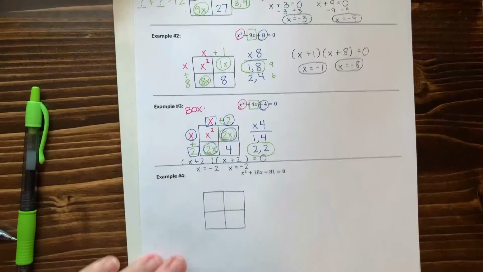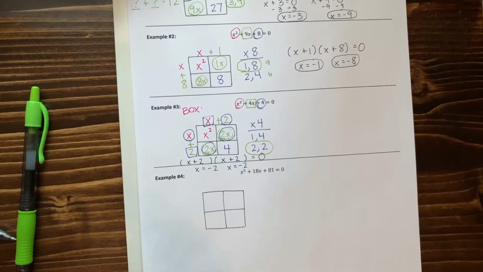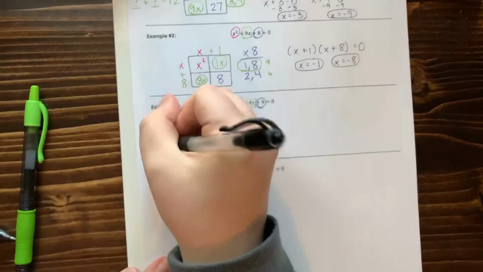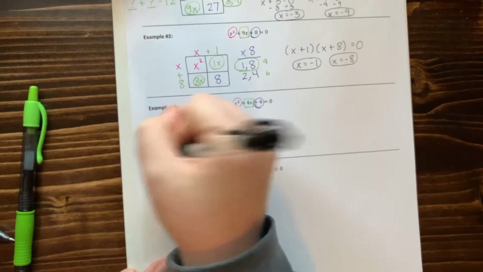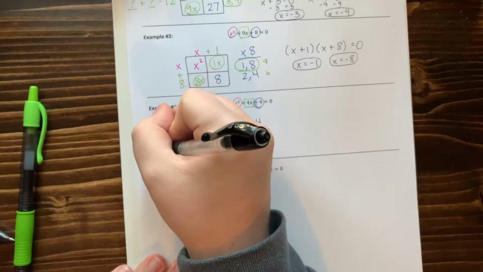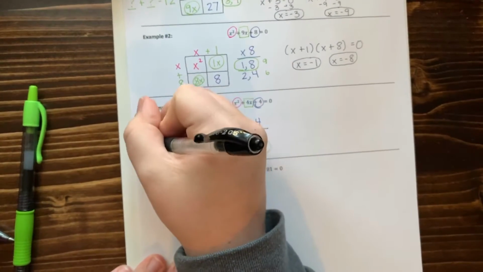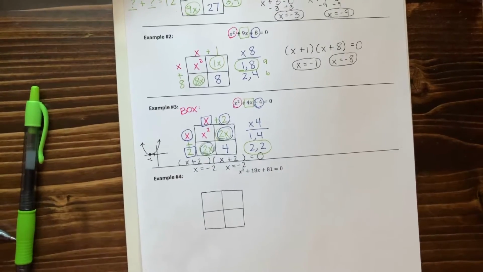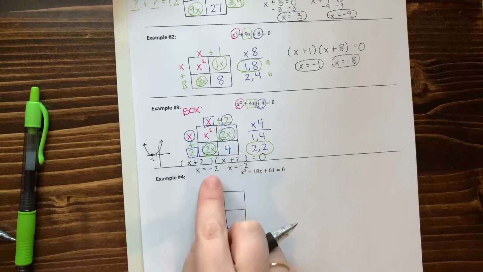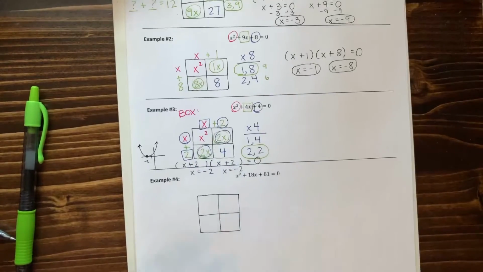On Monday, we talked about how sometimes your roots may be the exact same number. And this is where, if we had our graph and this was -2, our graph is just going to touch our x-axis. It's not actually going to go through. And that's how you end up with your roots being the exact same.